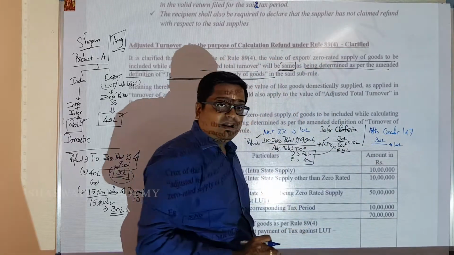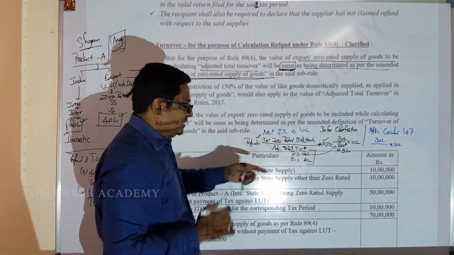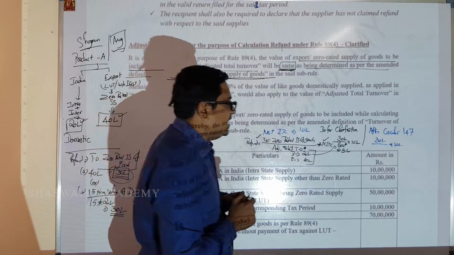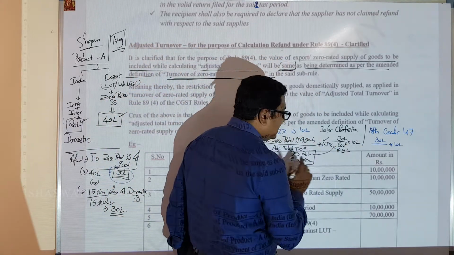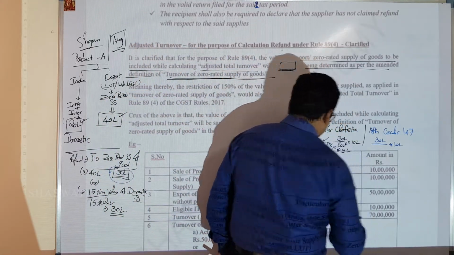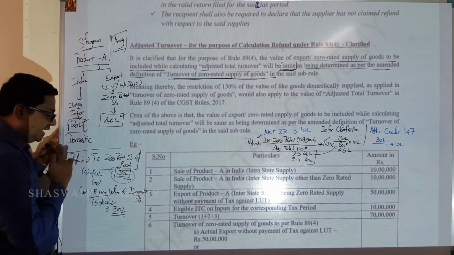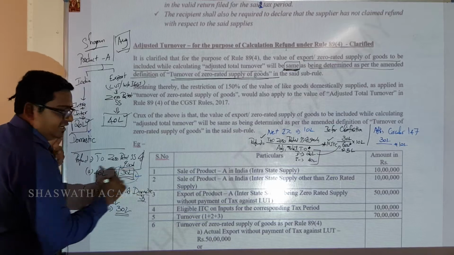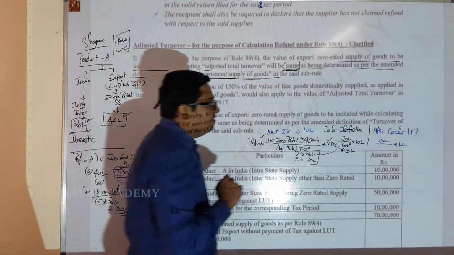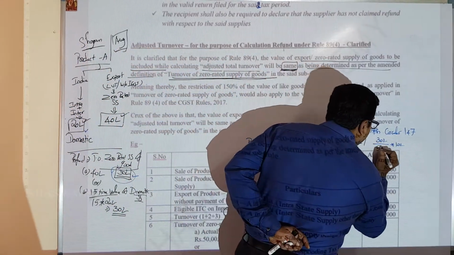But denominator வரும்போது adjusted total turnoverல என்ன பண்ணிருக்காங்க? இங்க பாருங்க, domestic adjusted total turnover domestic 20 எடுத்துறோம். But when it comes to export we will take only the 30 and we will not take the 40. That means it will be 50 lakhs.